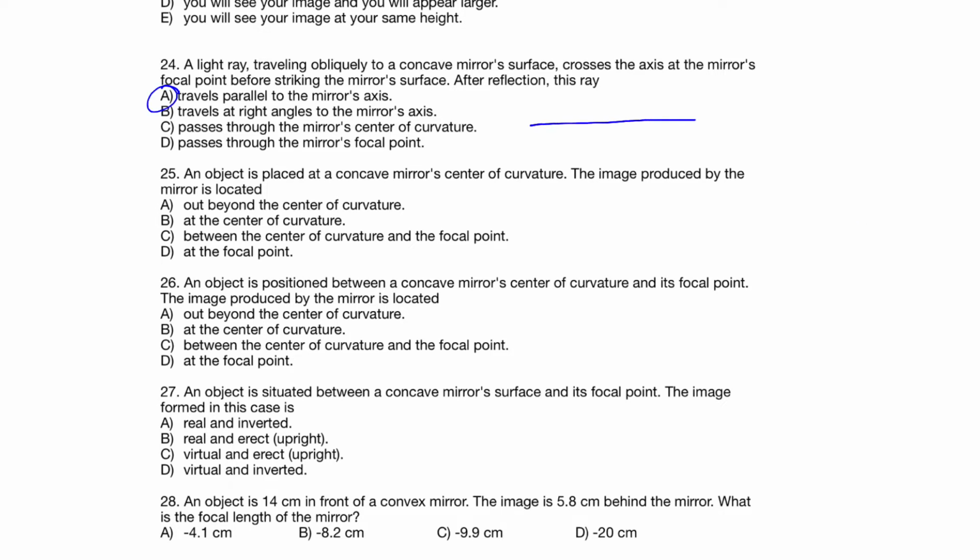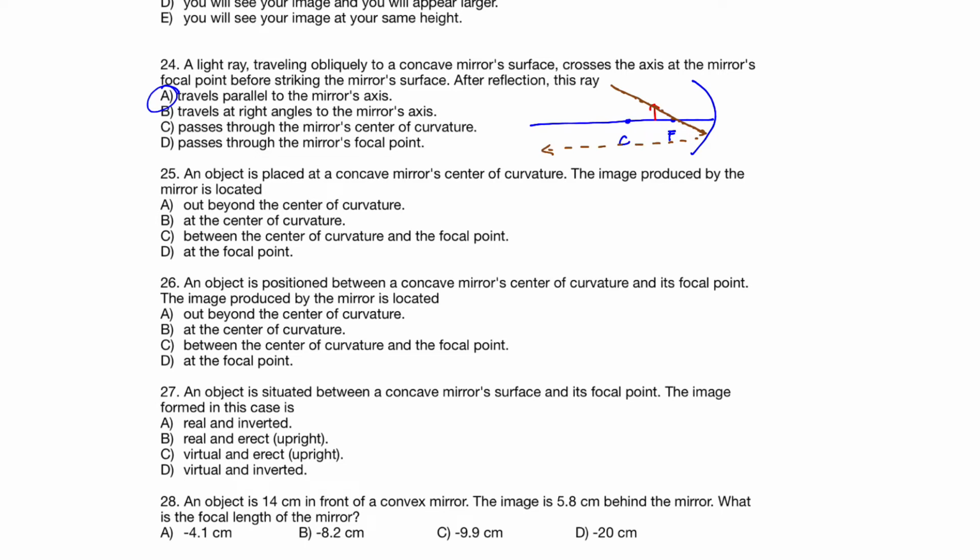So remember a ray diagram. So this is the focal point. This is the radius of curvature. So if this will be the object, if of course that light will pass through the focal point, what will happen if the light passes through the focal point? It will be reflected back parallel to the principal axis. So that is number 24, letter A.